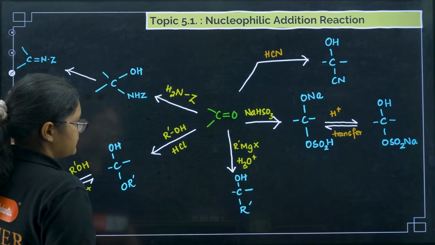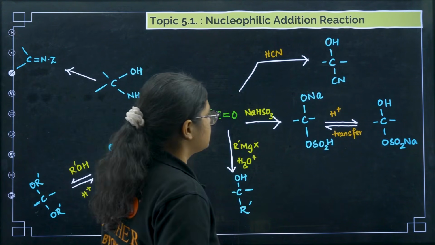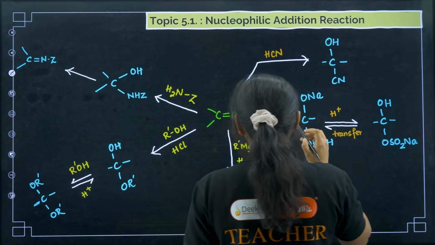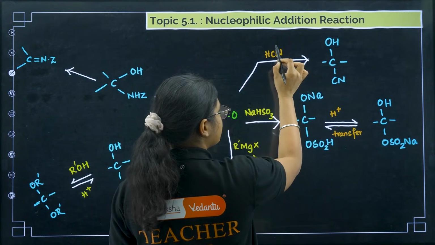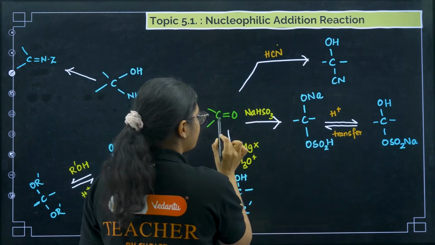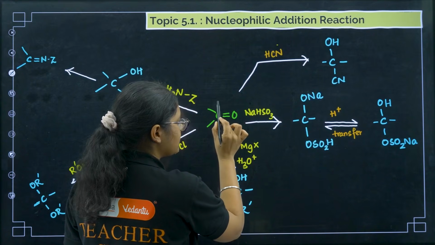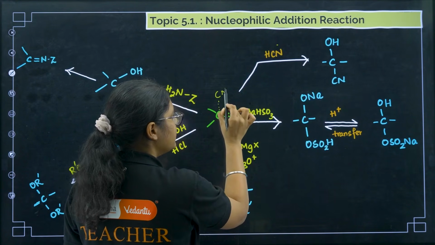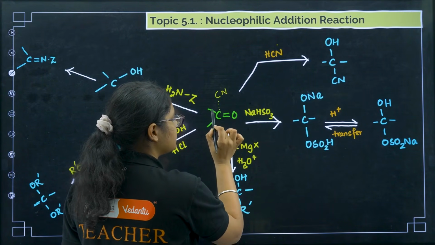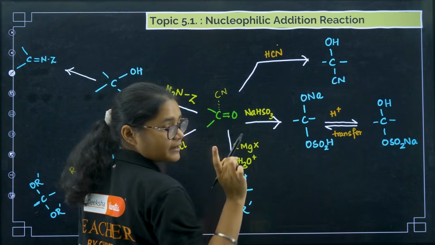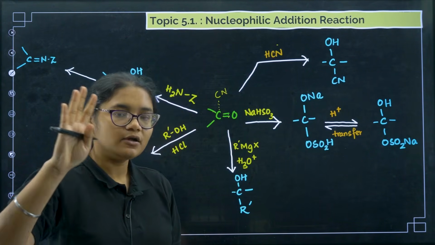Coming to the first one, that is addition of HCN. If you have HCN, CN is the nucleophile, so this nucleophile will attack on the carbon. So carbon will have this CN now, right? Now you see how many bonds this carbon is having: 1, 2, 3, 4, 5. That is not possible. Carbon can have only 4 bonds.